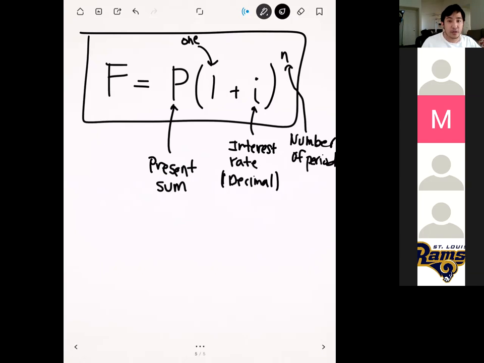And so that n is there as the number of periods, right? So if you do 5 years, that n is going to be 5. If you do 7 years, it's going to be 7.